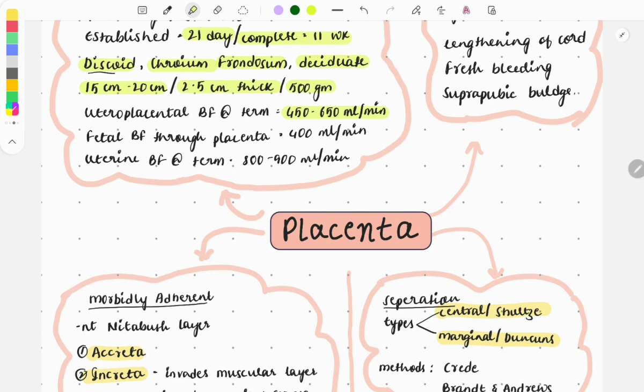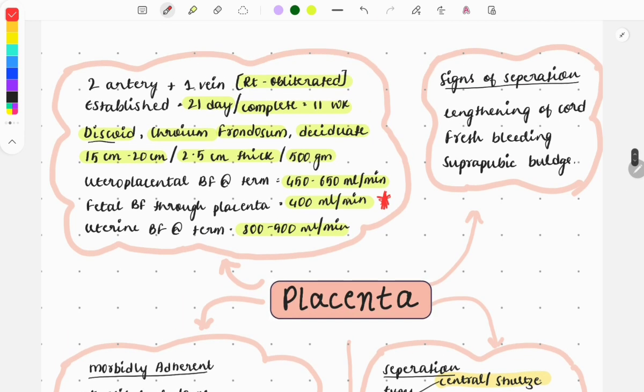Then fetal blood flow through the placenta will be 400 ml per minute, and likewise the uterine blood flow is 800 to 900 ml per minute. So during pregnancy, the blood flow to the uterus will be 800 to 900, then the fetal blood flow through the placenta 400 ml per minute, and this uteroplacental 450. So you need to remember these things by heart, because a one liner can be asked on this.